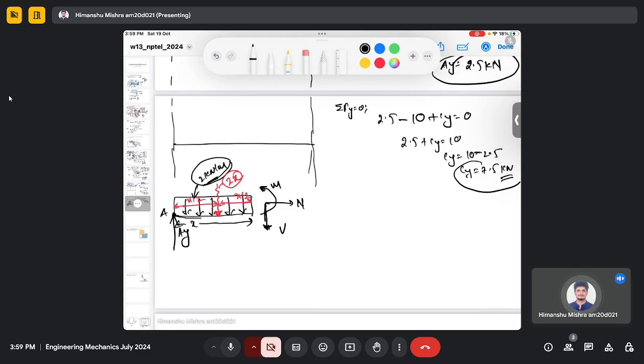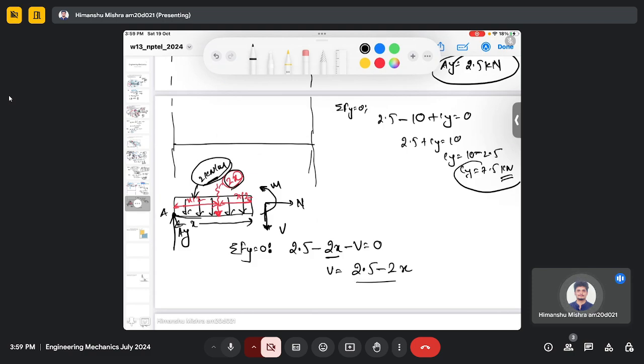So when we do the force balance analysis, we will get Ay, which is 2.5, minus 2x, where 2x is the equivalent point load, minus V equals 0. So my V will be 2.5 minus 2x. So this is my V.